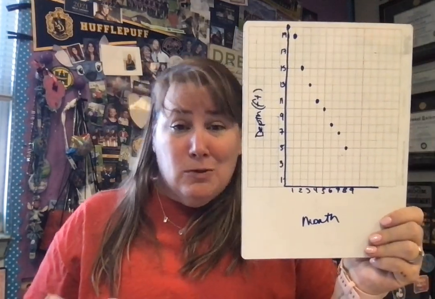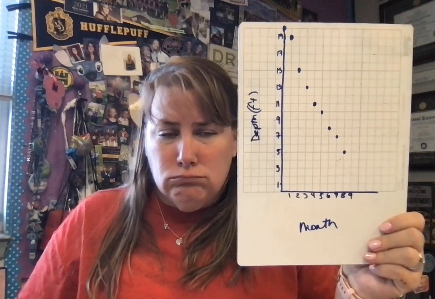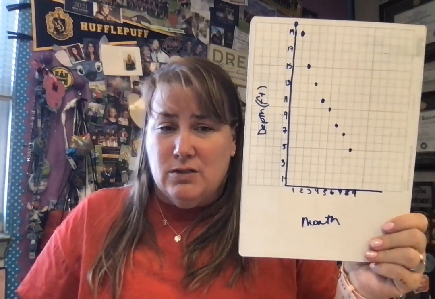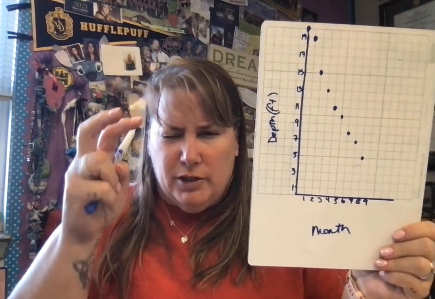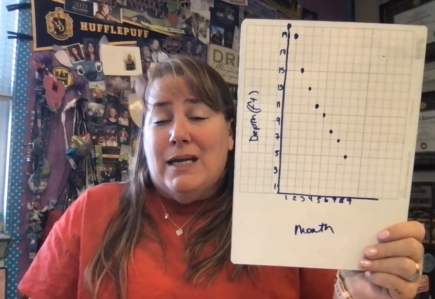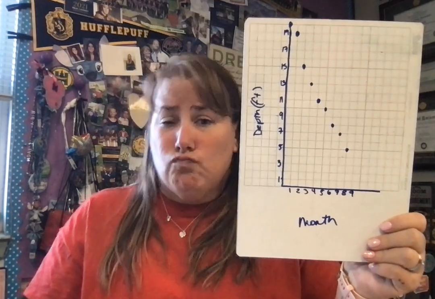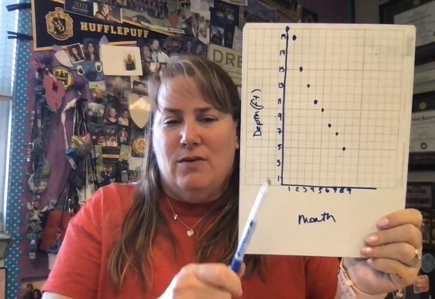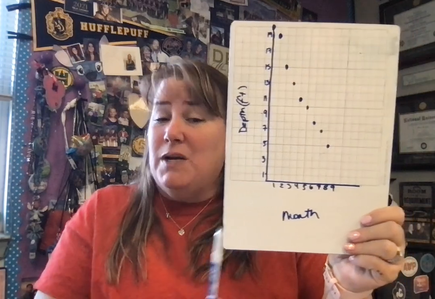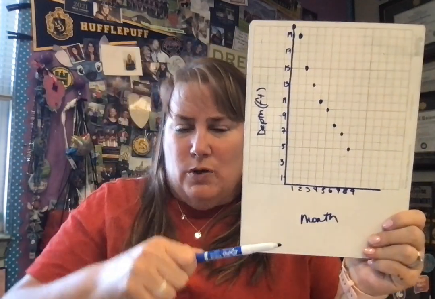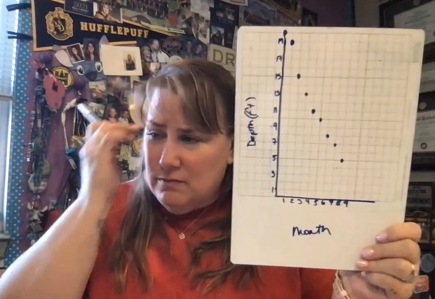Is it more like a line or more not like a line? Hopefully you said more like a line. Okay, so it's going to be linear. Now, is it generally rising or generally falling? Hopefully you said falling. So this is going to be a negative linear relationship, meaning as x increases, y is going to decrease, and that's exactly what our graph is showing.